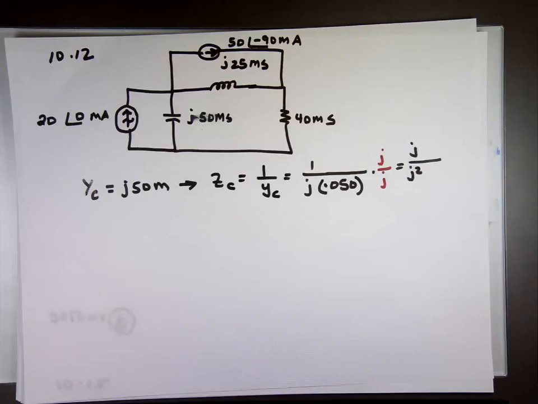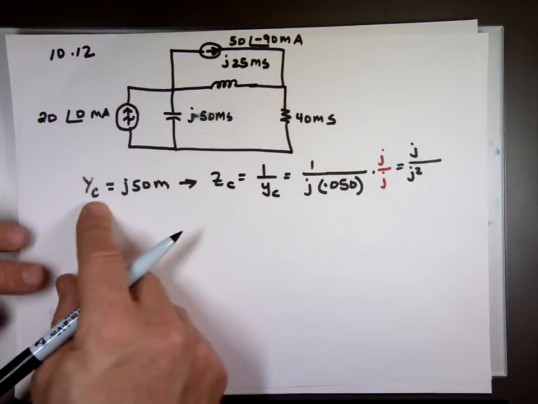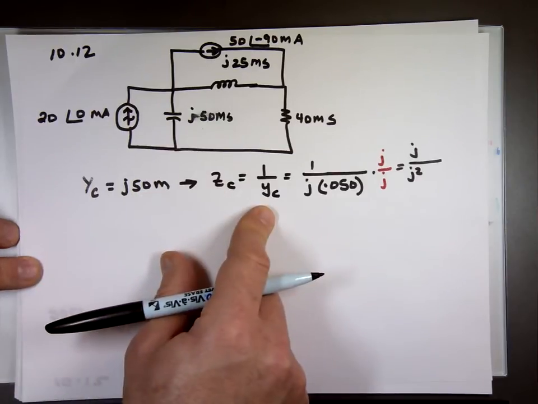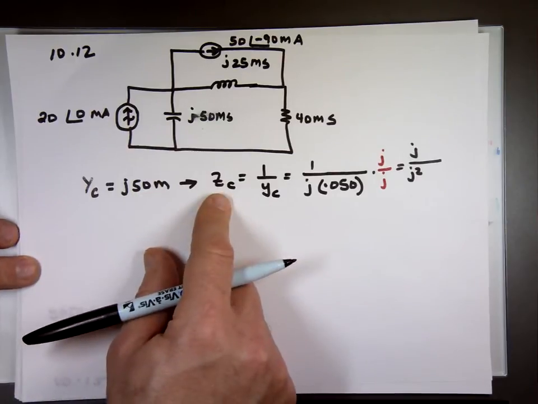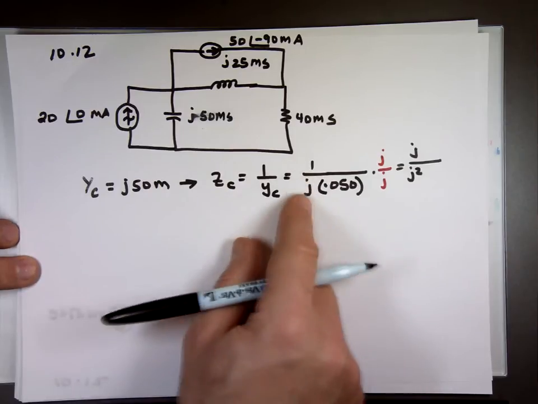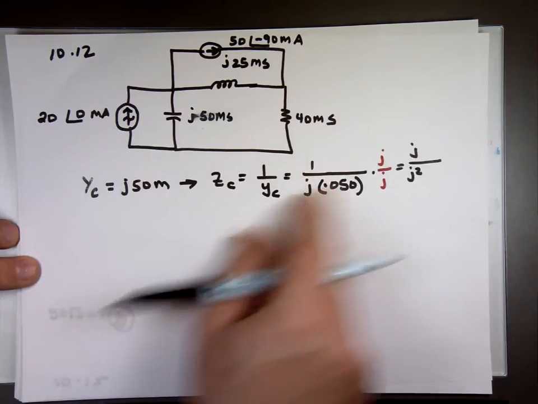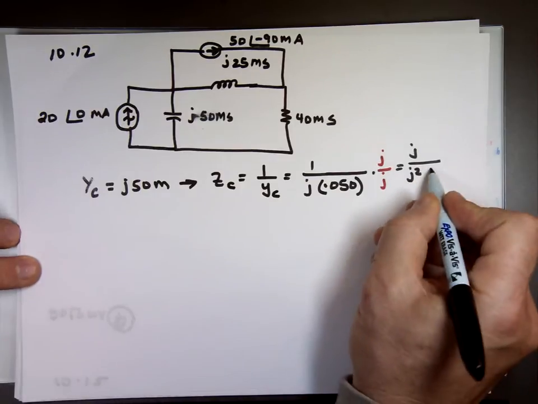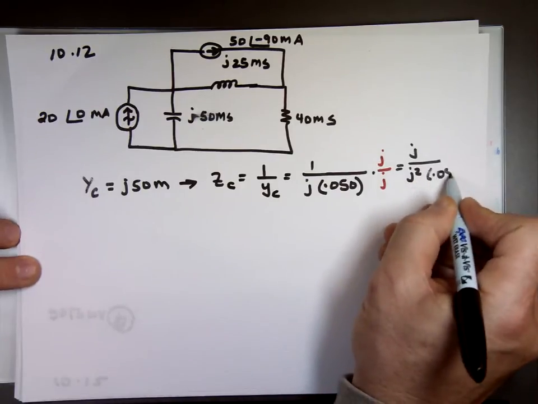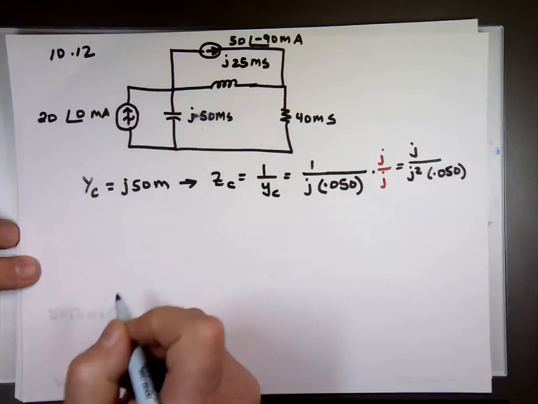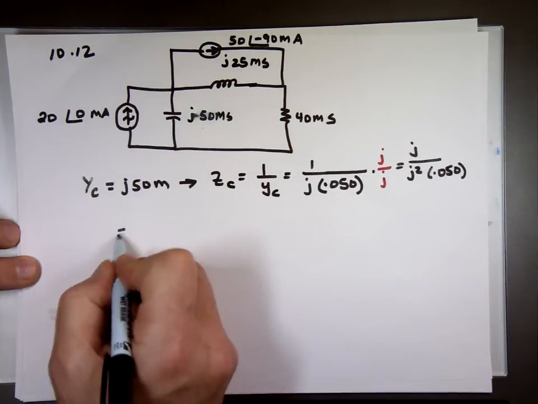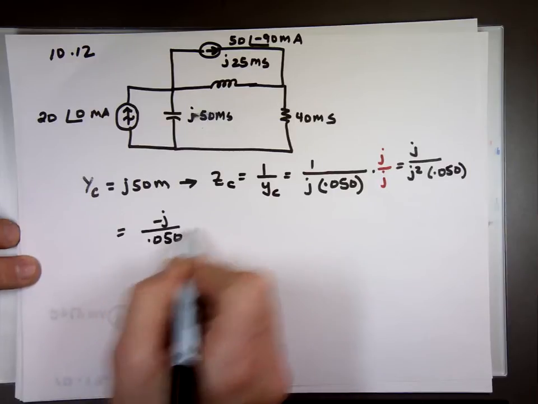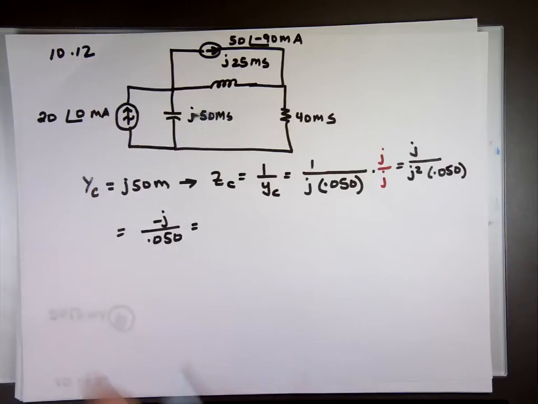Now it's recording. So y equals j50 and z is 1 over y. To get the z value for the capacitor, it's going to be 1 over that, and to get rid of that j, we'll multiply the top and the bottom by j. So you have j squared in the bottom, 0.050. Well, j squared happens to be a -1, so it's negative j over 0.050, and that number will be what?